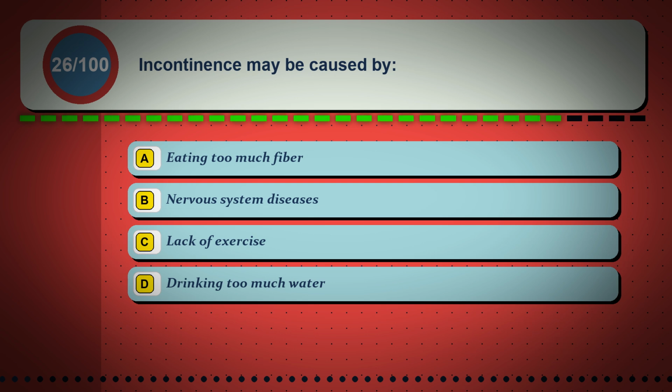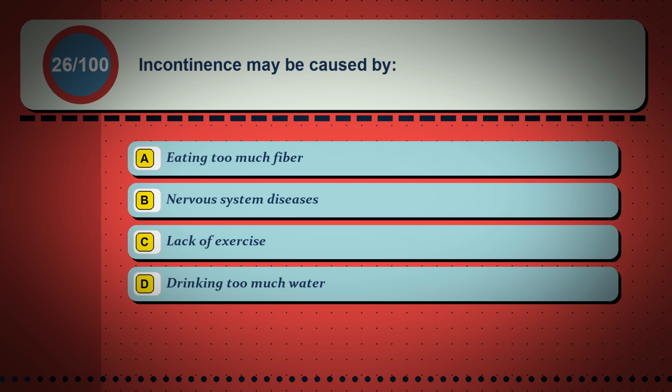Question 26. Incontinence may be caused by option A, eating too much fiber. Option B, nervous system diseases. Option C, lack of exercise. Option D, drinking too much water.